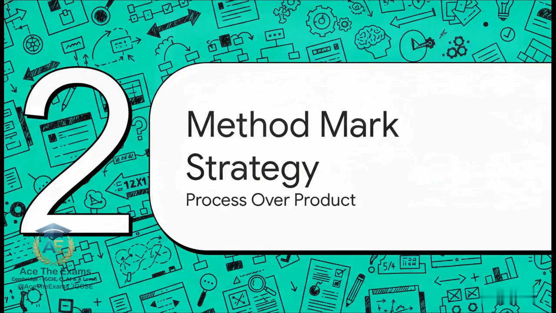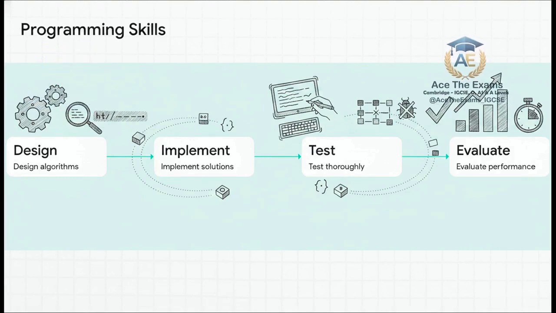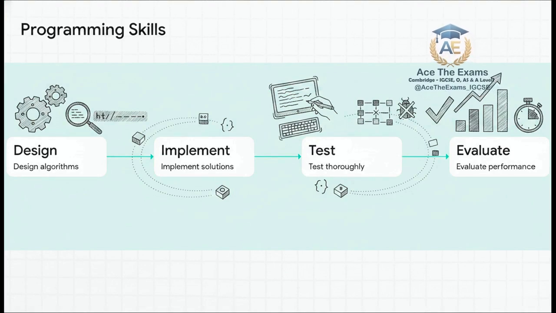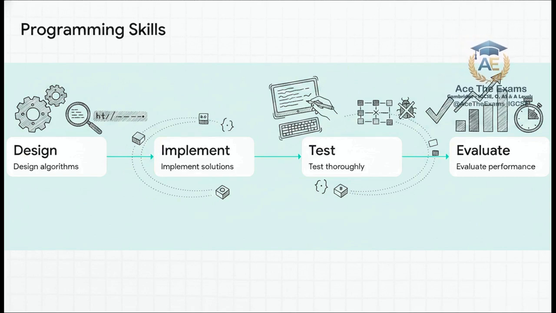Number 2, the method mark strategy: process over product. This is where the transformation happens. Imagine taking Alex and Sam's flawed answers, grabbing our red pen, and transforming those mistakes into green check marks. We do this using a specific 4-step procedural framework, which is essentially your computer science success blueprint. Whether you're parsing a URL string or writing a validation script, examiners need to see you design your algorithm first, implement the solution, comprehensively test it, and evaluate its performance.